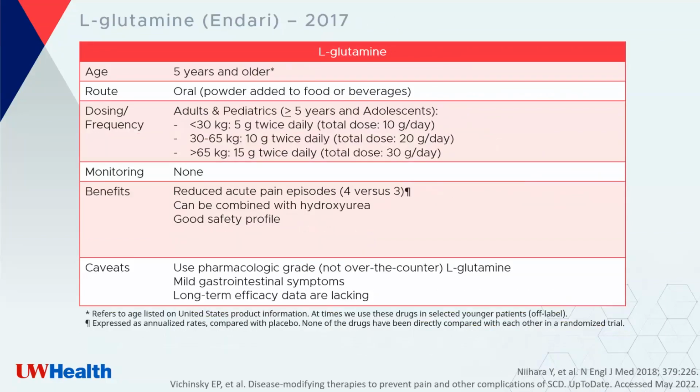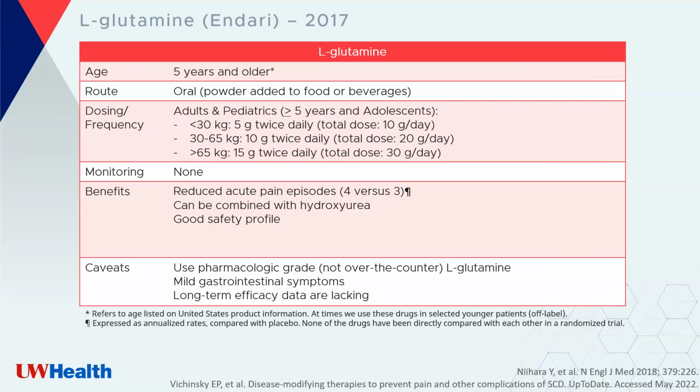Second medication I wanted to touch on is L-glutamine, so brand name Endari. This was FDA approved in 2017. And so this is a medication that is for patients who are 5 years and older. So it's an oral medication. It comes in a powder that can be added to food or beverages. And so this is dosed on a stratified weight-based scale.